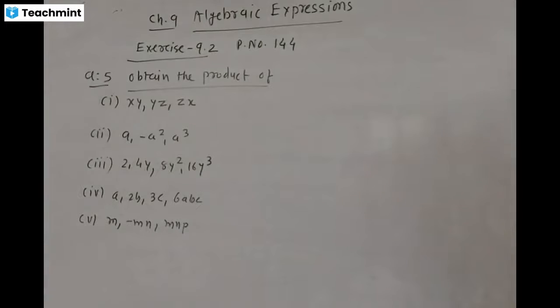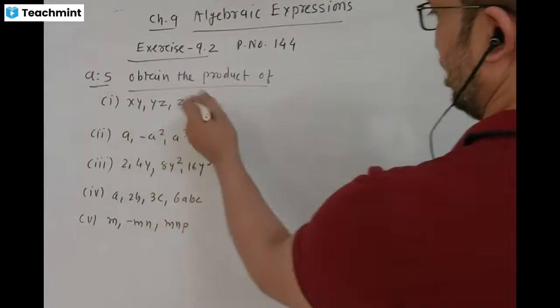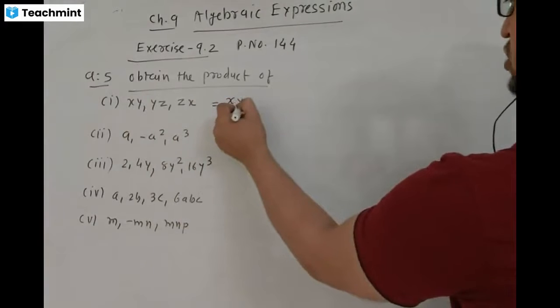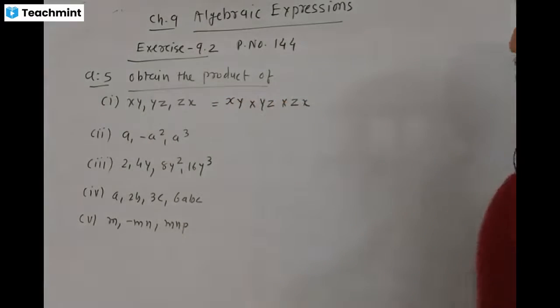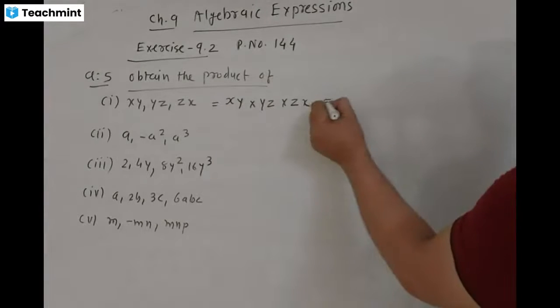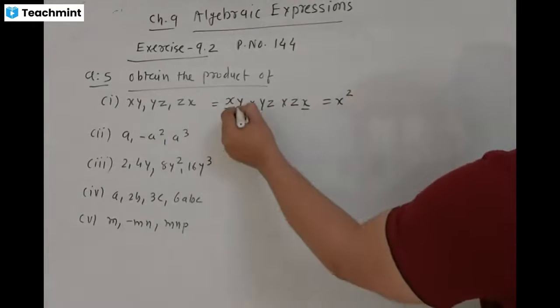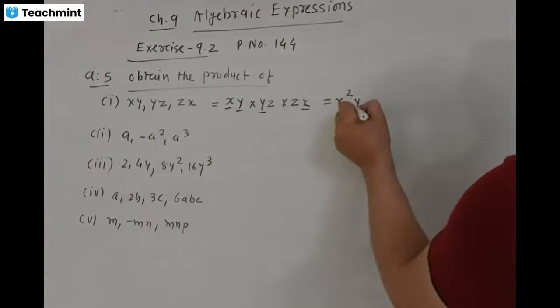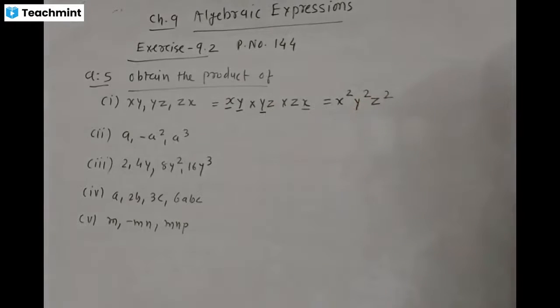Here, find the product of these terms. How many terms are there? 1, 2, and 3 terms. Find the product. xy multiply yz multiply zx. How many times x? 1 and 1, 2 times. That means x square. How many times y? Y. That is y square. Z into z, that is z square.